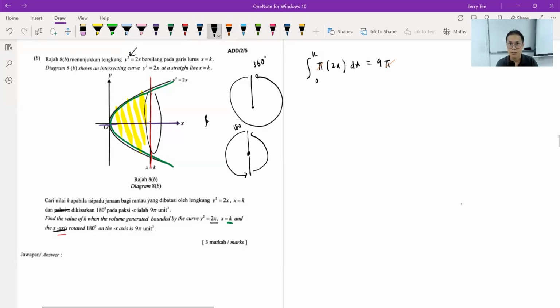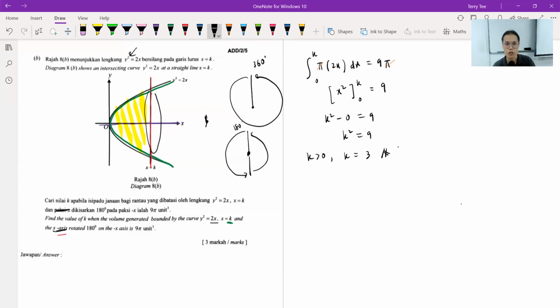As I integrate this, I get x squared over 2. The 2 can cancel out. This is 0 to k. The result is 9. Okay, let's substitute in: k squared minus 0 equals 9. k squared is 9, square root of 9, k is 3. Now, do you have to put plus minus? No, because k, as you can see, is on the right-hand side of the y-axis. So k is more than 0. k is just 3.